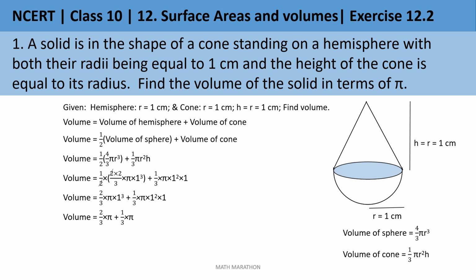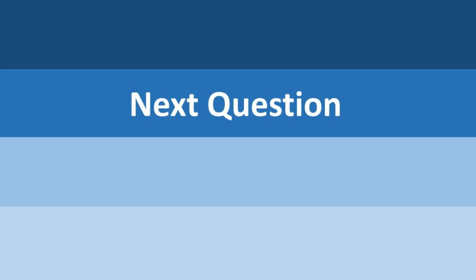Total volume is equal to 2 by 3 pi plus 1 by 3 pi. Total volume is equal to 2 pi plus pi divided by 3. Total volume is equal to 3 pi by 3. In numerator and denominator, we have 3. We can cancel out 3. Total volume is equal to pi centimeter cube. Let us see next question.